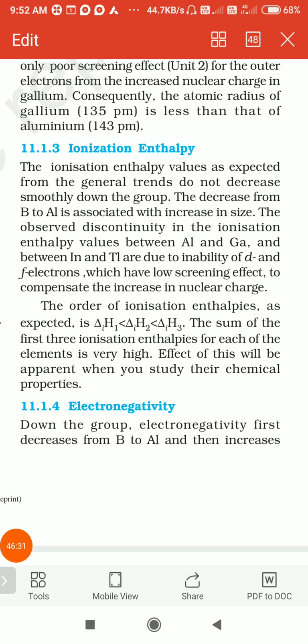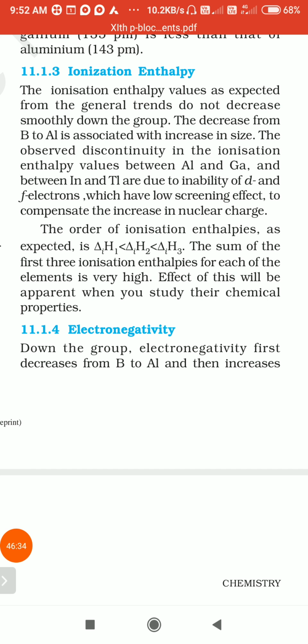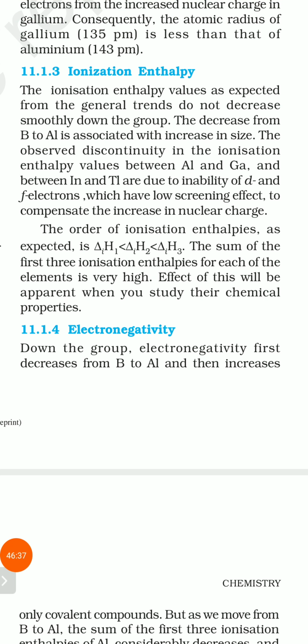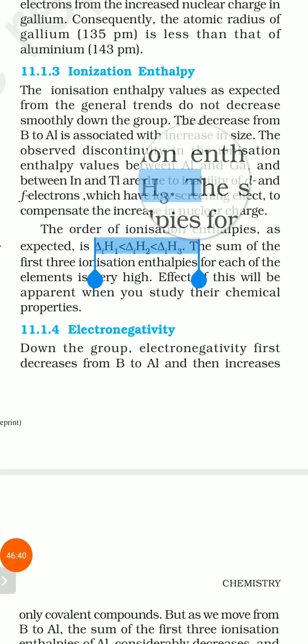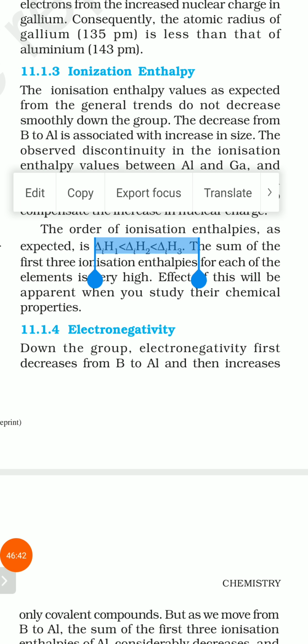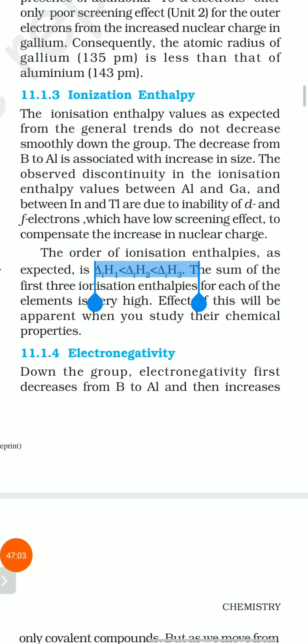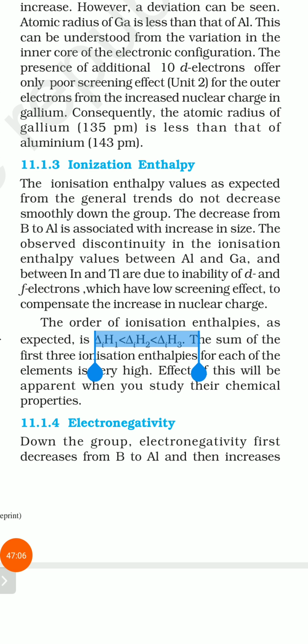So for ionization enthalpy, the expected order is given; just see it once. First ionization energy, second ionization energy and third ionization energy. The third ionization energy will be higher compared to the second, which is higher compared to the first. That means more energy is required for the third than for the second, and than for the first. So this is the ionization enthalpy order.